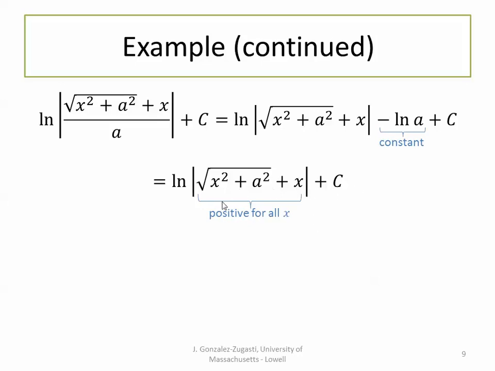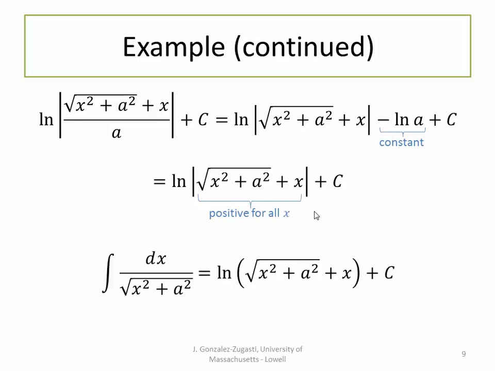And one final thing we can do is notice this term in here, inside my natural log, is always going to be positive. The square root of x squared plus a squared is always going to be bigger than the absolute value of x. So that means this here is always going to be positive, so I can get rid of my absolute value signs to get my final answer, that the integral of 1 over the square root of x squared plus a squared is equal to the natural log of the square root of x squared plus a squared plus x plus c.